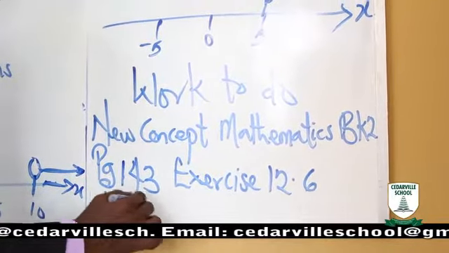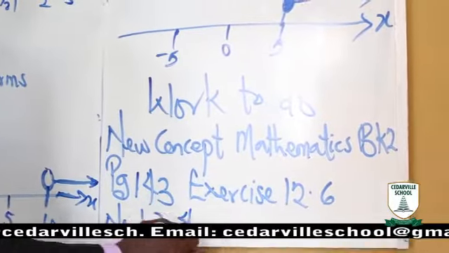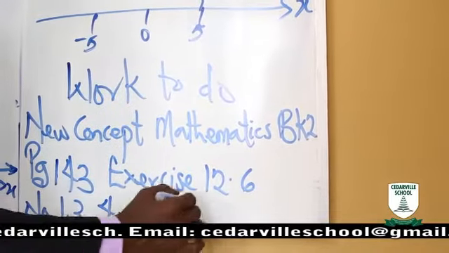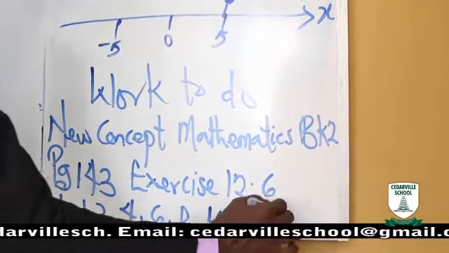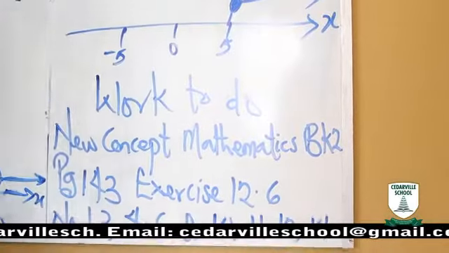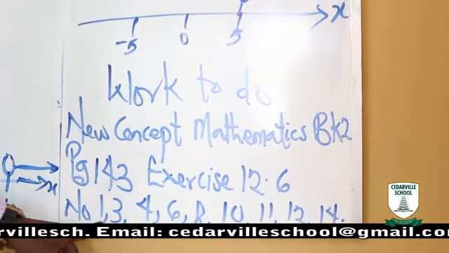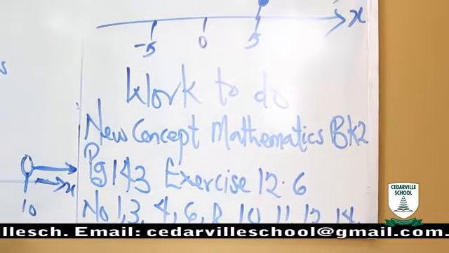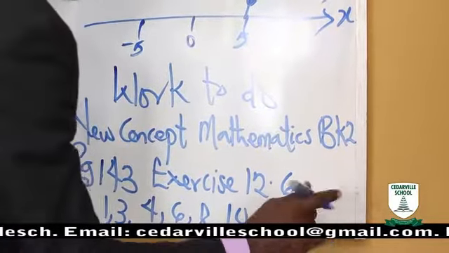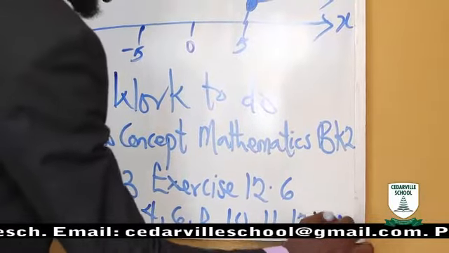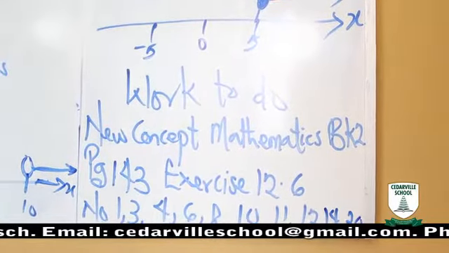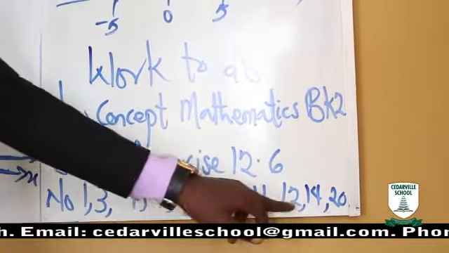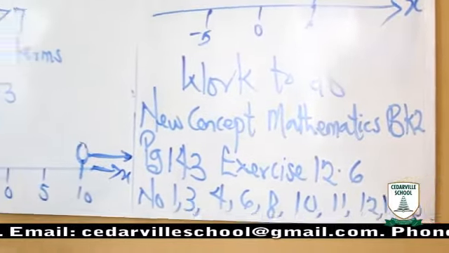1, 3, 4, 6, 8, 10, 11, 12, and 14. So we have a total of 1, 2, 3, 4, 5, 6, 7, 8, 9. Let me make it 10. So you do question 20 as well. So that is a total of 10 questions. So that is not much.